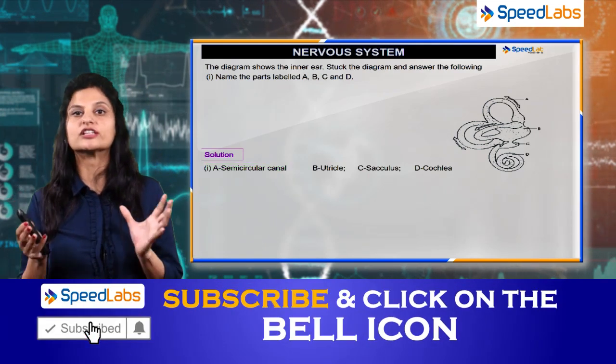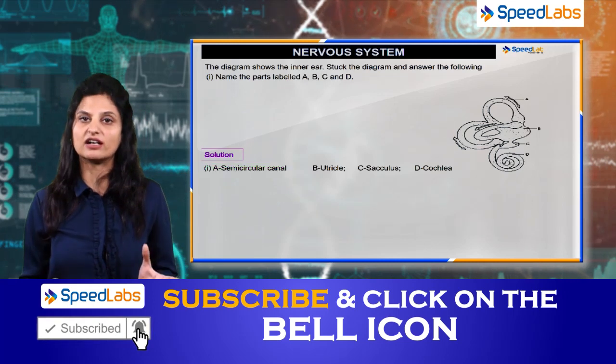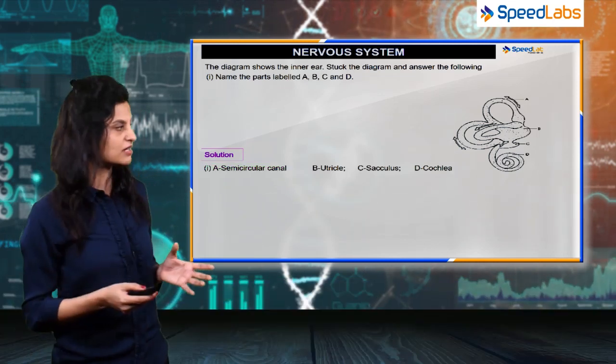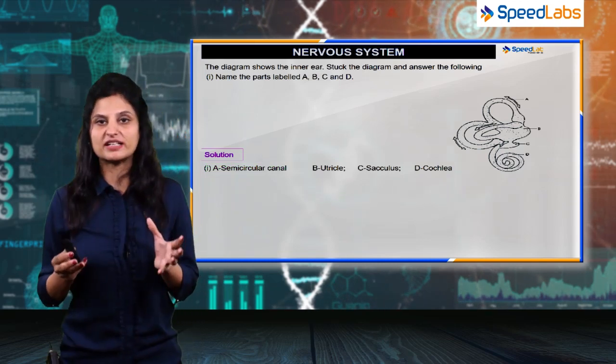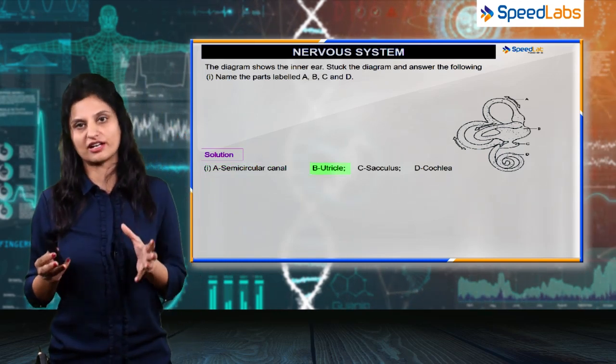angles to each other in 3 different planes. Hence, they are the semicircular canals. The parts labeled B and C basically show the utriculus and sacculus.